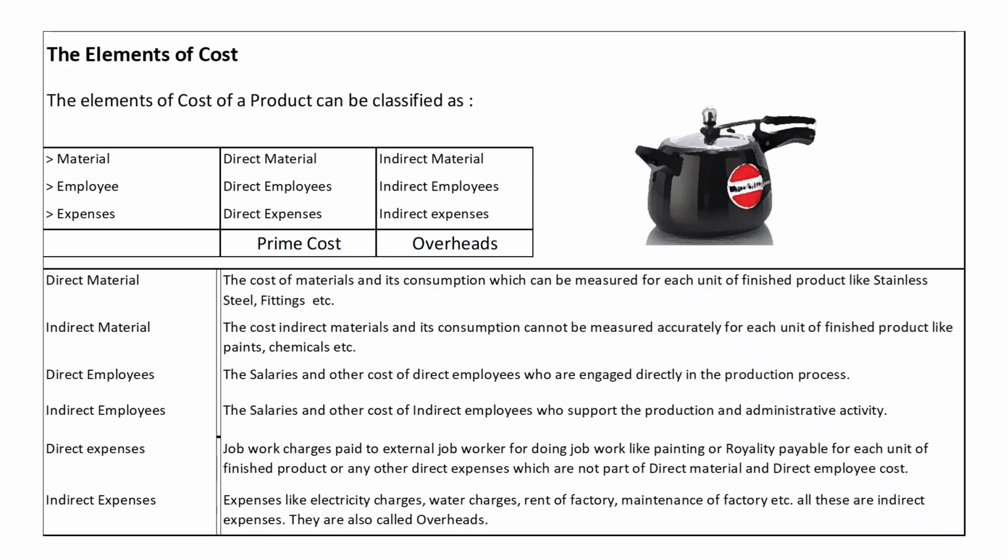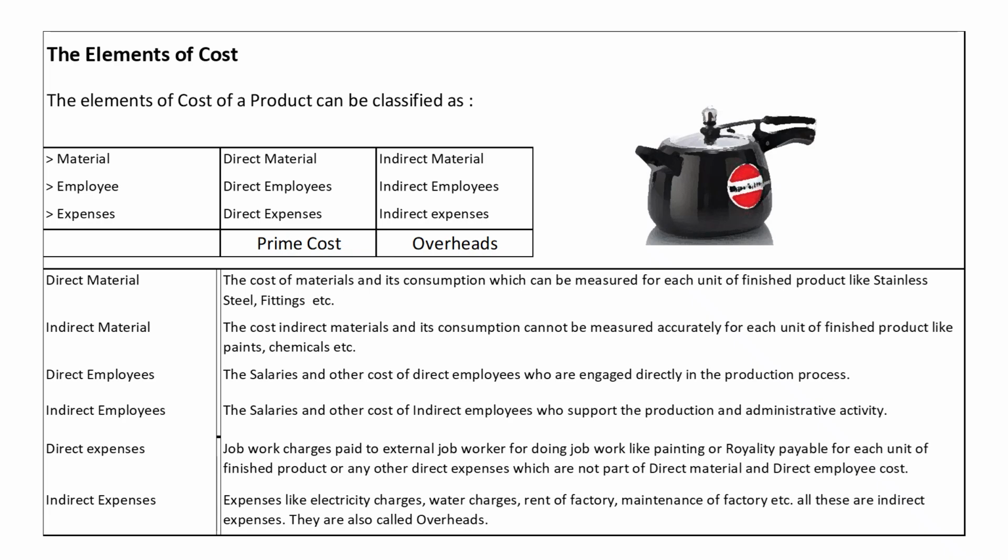Direct material cost. This is the cost of material whose consumption can be measured for each unit of the finished product. For example, we can determine exactly how much stainless steel and fittings are consumed for each unit of this product. This is also referred to as variable cost, as the consumption varies with the quantity produced.